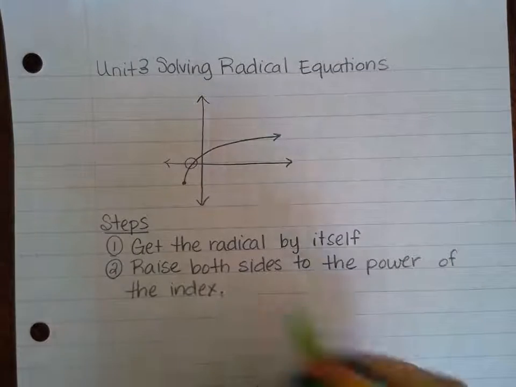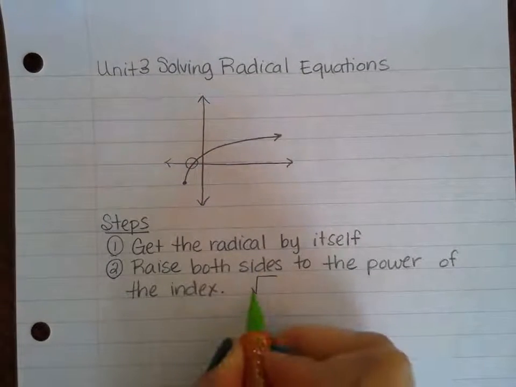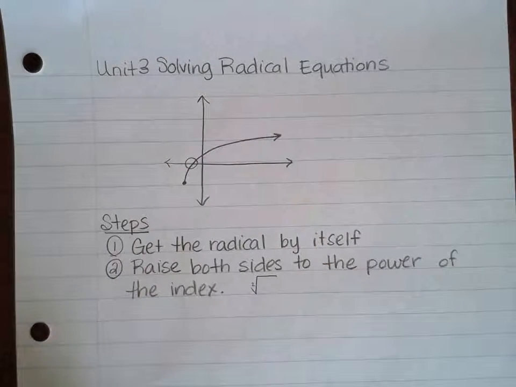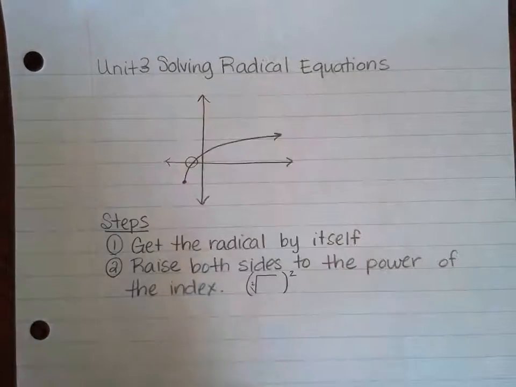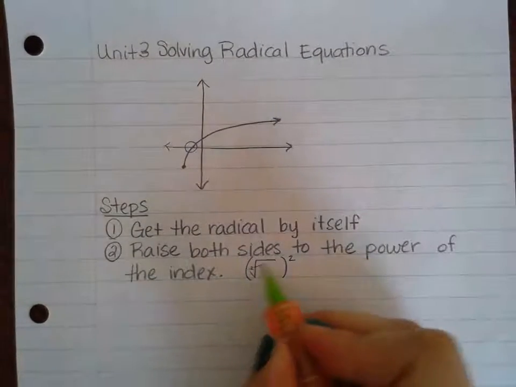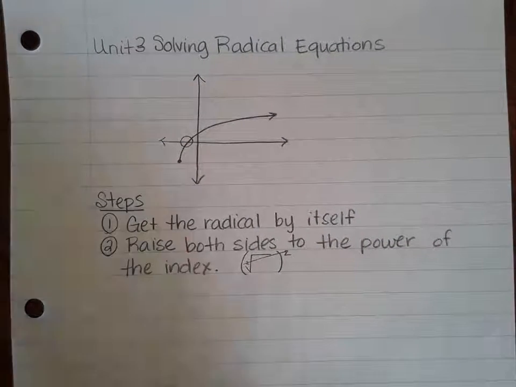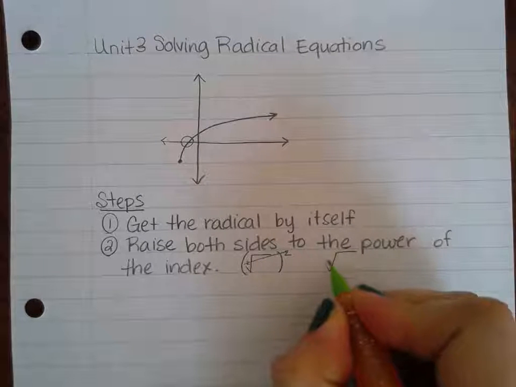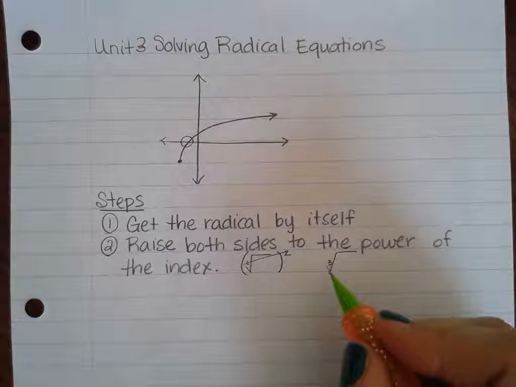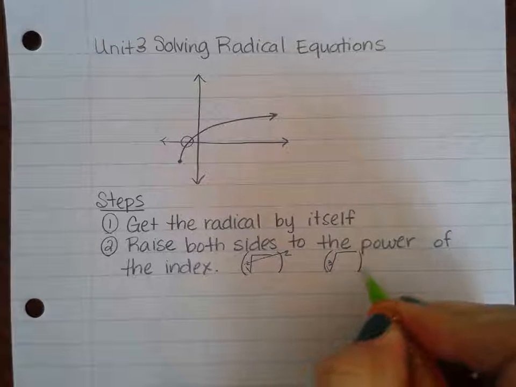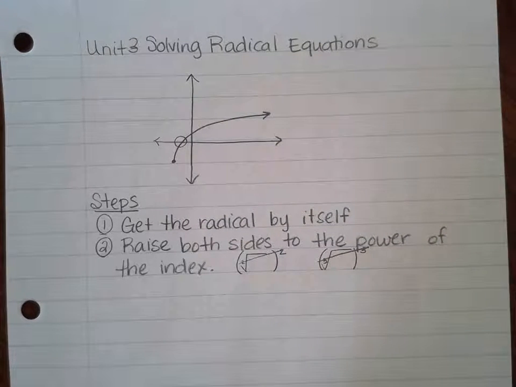So what do I mean by that? Well, if you have square roots, say you have a square root, the index right there is really a little 2, even though we don't see it. And so we would raise both sides to the second power in order for that square root to go away, because ultimately we're going to want to cancel those out so that we can solve for x. If you had a cube root, there'd be a little 3 as the index, and then in order to get rid of the cube root, we would have to raise both sides of the equation to the third power so that these would cancel out. So that's what I mean by step 2.